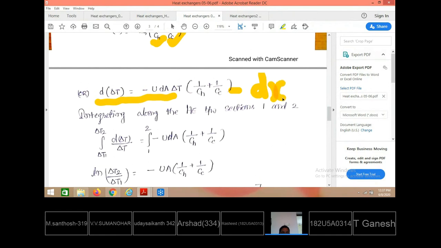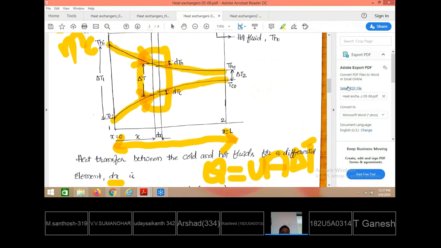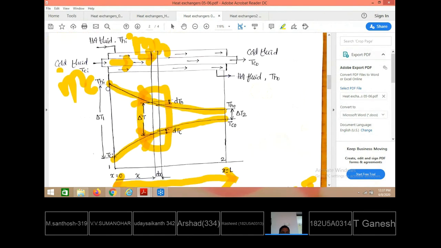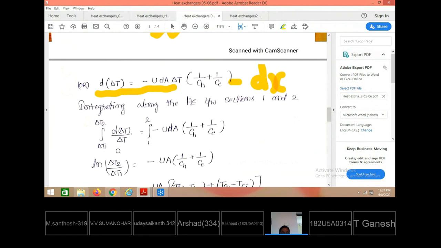Now for the whole length of the heat exchanger, this equation is to be expanded. Therefore, at the starting of the heat exchanger, what is the temperature difference? This is the inlet of the heat exchanger. This is the exit of the heat exchanger. So here what is the temperature difference? That is delta T1. At the exit, what is the temperature difference? Delta T2. So that is what I am substituting. From delta T1 to delta T2, this must be integrated.